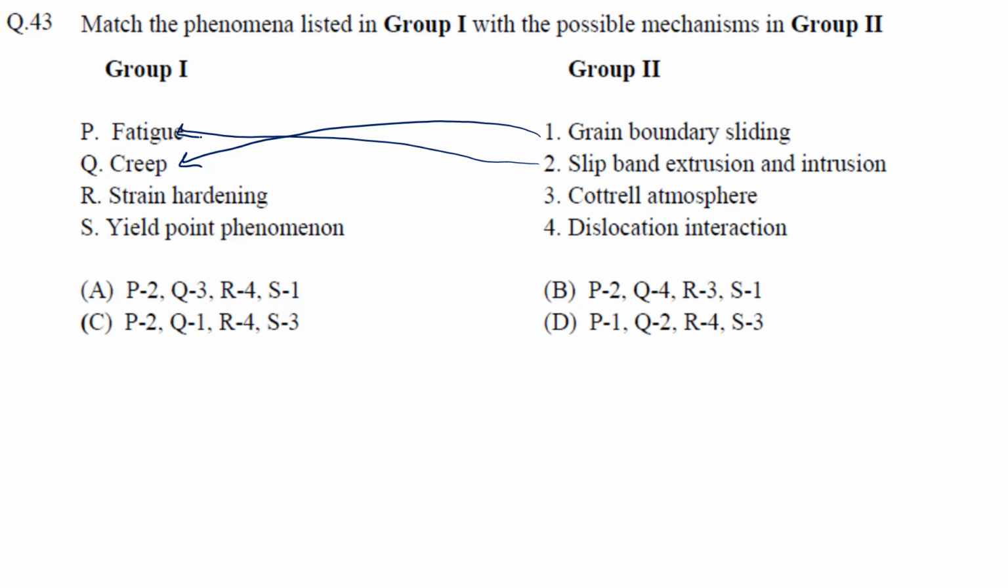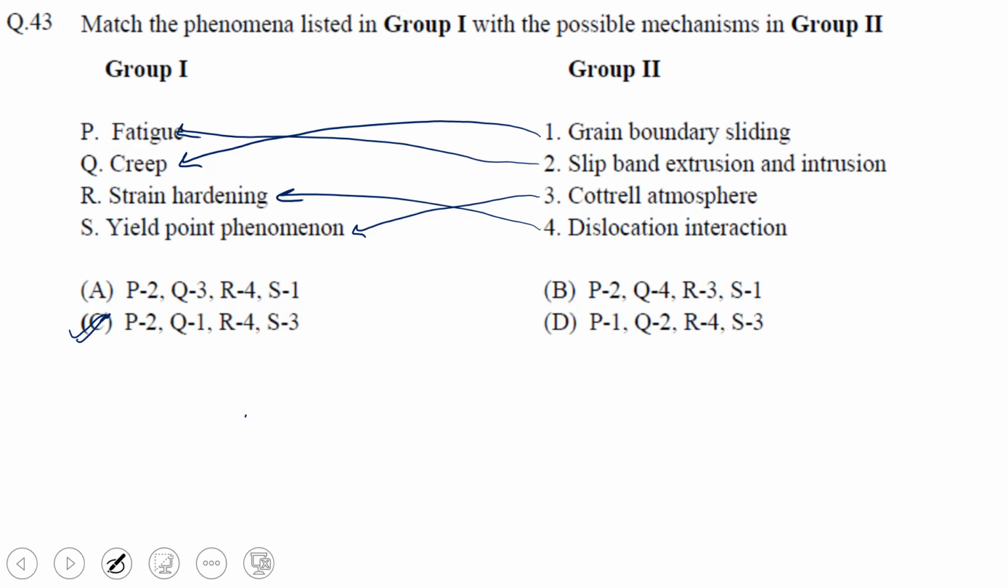Then Cottrell atmosphere. So Cottrell atmosphere, we know the yield point phenomenon happens in low carbon steel that contains carbon and nitrogen. Then dislocation interaction. So when two or more dislocations interact, they become immobile like Shockley partial, then they create strain hardening. Okay guys, so P matches with 2, Q matches with 1, R matches with 4, and S matches with 3, which is option C, right?